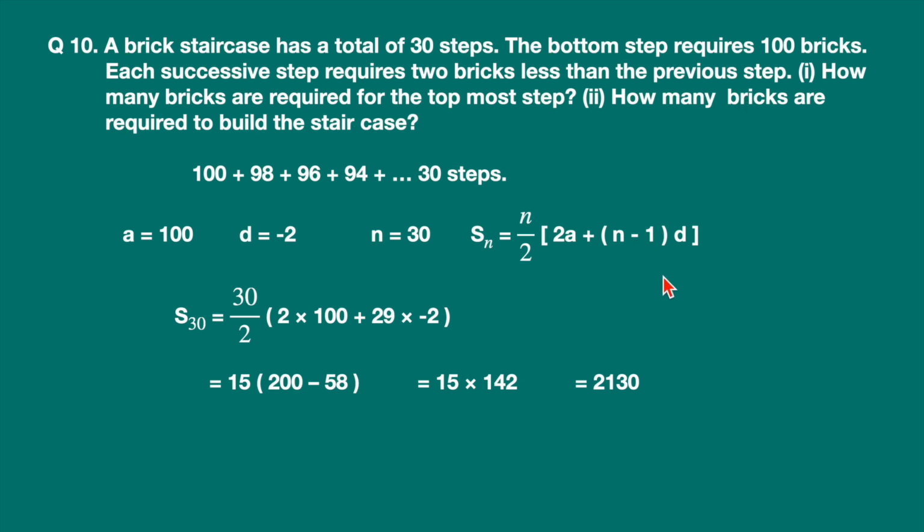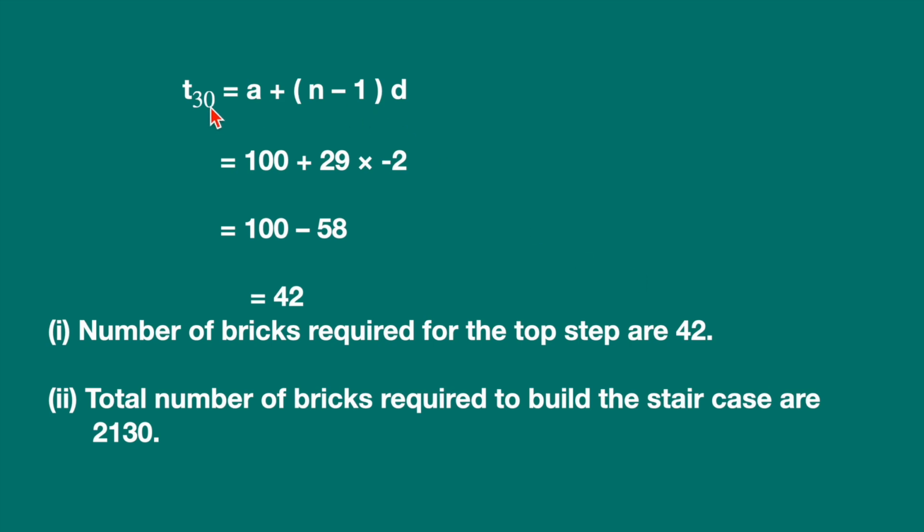Now, how many bricks are required for the topmost step? That means the number of bricks on the 30th step, T30. That is a plus n minus 1 d. This is the formula for the nth term of an arithmetic progression, and this sum is an arithmetic progression. So let us substitute these values. You will get the 30th step. The number of bricks in the 30th step will be 42.